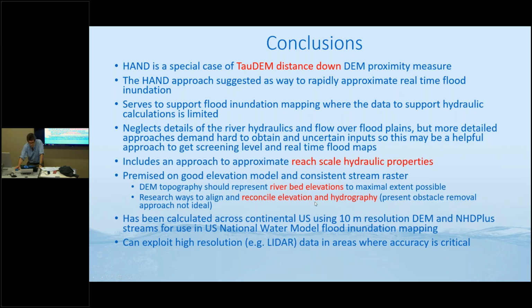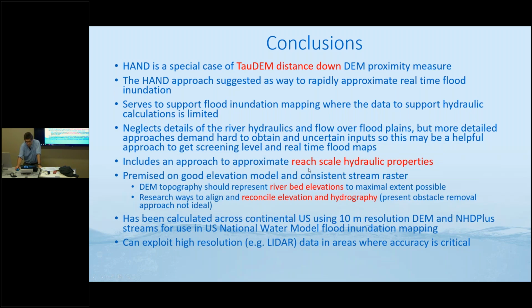So this slide just sort of summarizes all of these things. HAND is a special case of TauDEM distance down. It's been suggested as a way to rapidly approximate real-time flood inundation. It serves to support flood inundation mapping where the data to do hydraulic calculations is limited. There's details of the hydraulics that are neglected and flow over floodplains, but a more detailed approach demands hard to obtain and uncertain input, so it may be helpful for sort of screening level mapping.